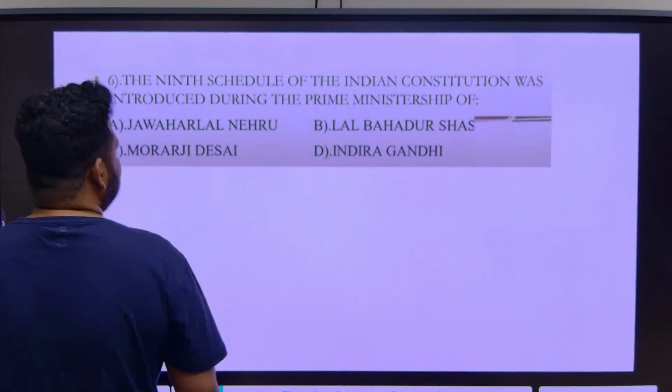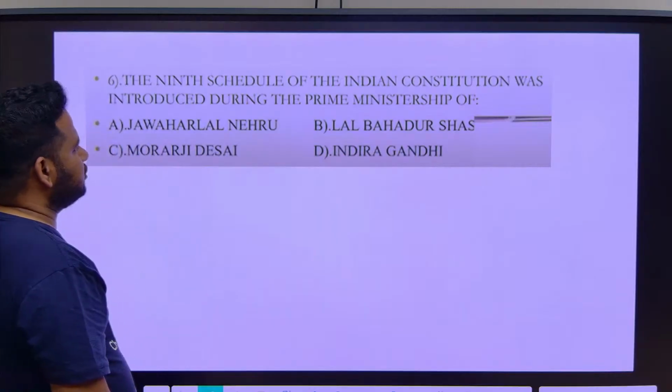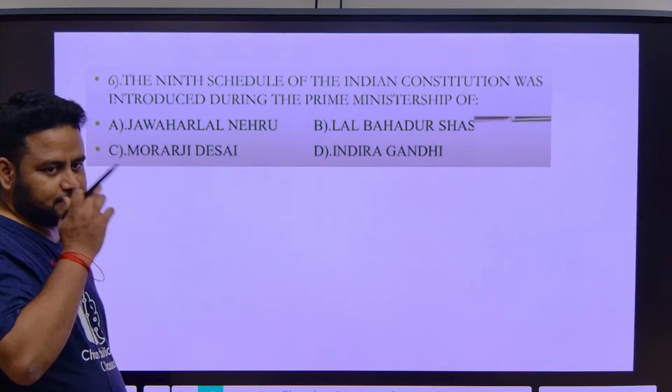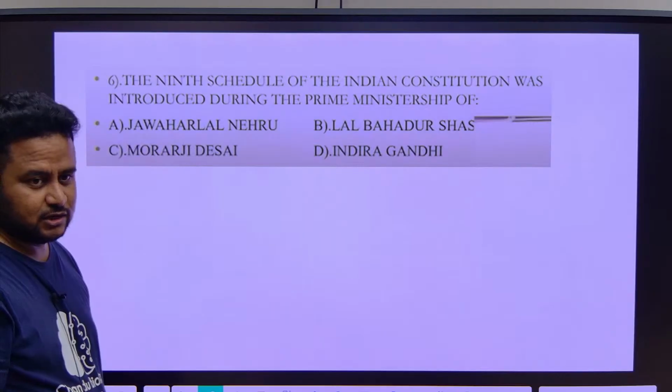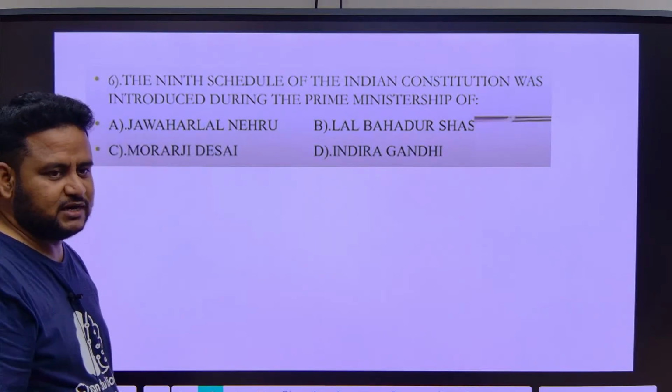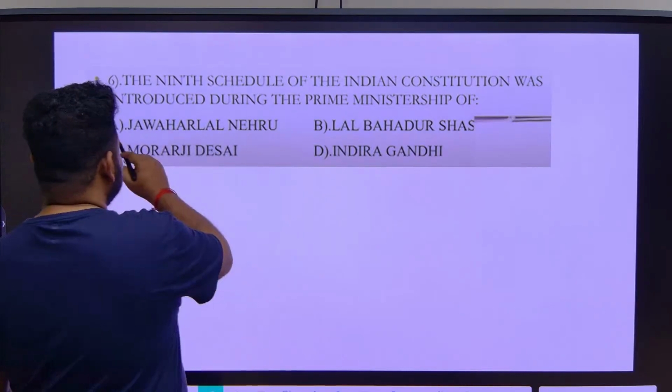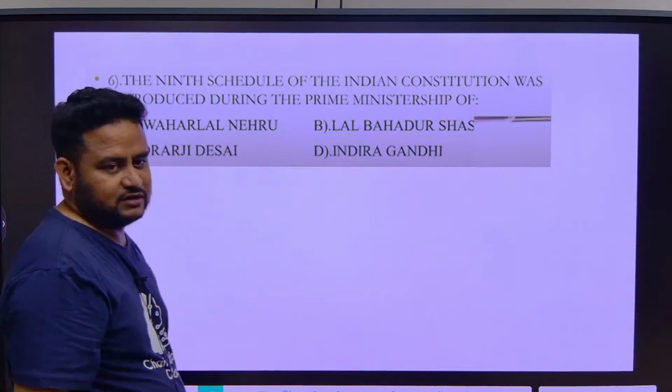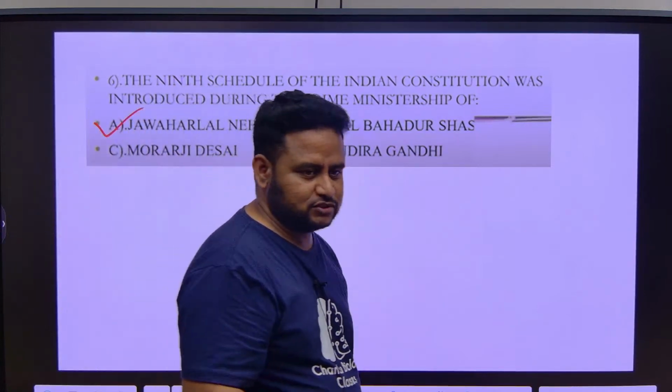The 9th schedule of the Indian Constitution was introduced during the Prime Ministership of whom? Yeah, good. Jawaharlal Nehru. Because the first constitutional amendment, 1952, was introduced during Jawaharlal Nehru. 9th schedule is talking about land reforms.